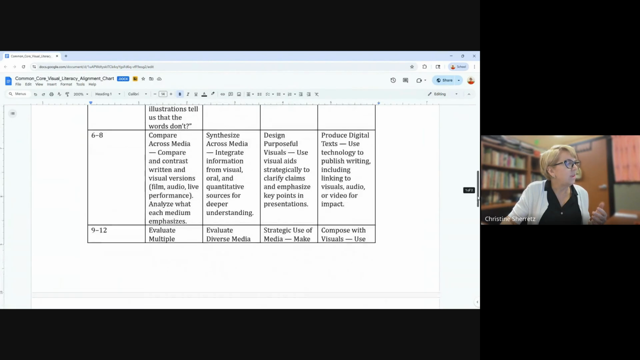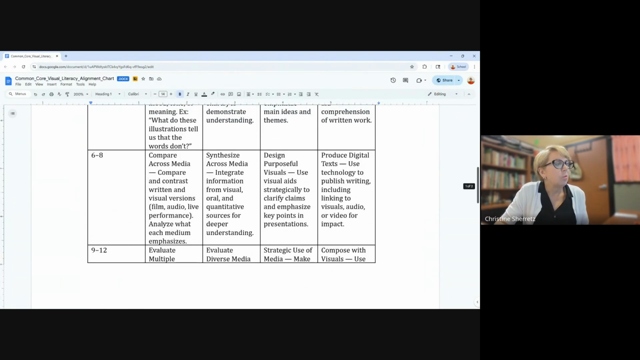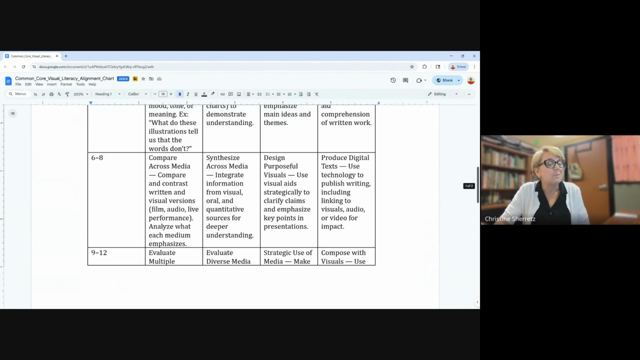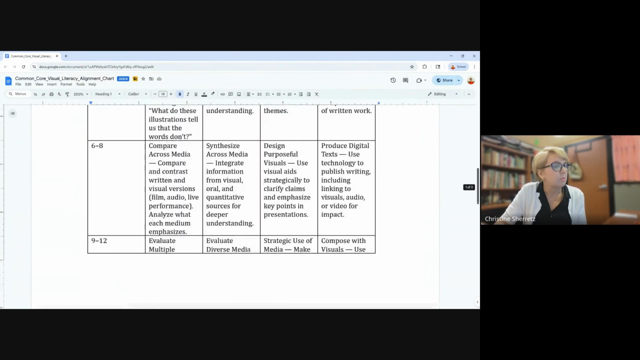Then you get to 6 through 8. So for the reading, we want students to be able to compare and contrast written and visual versions. So maybe they're going to analyze and compare a book with a movie. For informational text, we want them to integrate information from visual, oral, and even quantitative sources. So this aligns with math too, right? For speaking and listening, use those visual aids strategically as they are speaking. And then in writing, we want them to include visuals, auditory, or video to enhance their presentations.